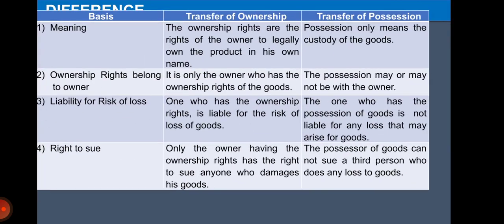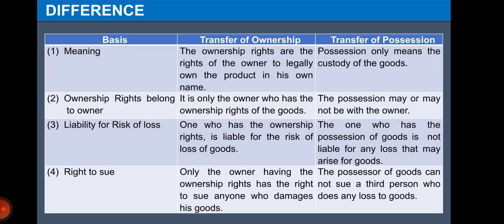Now let us see the difference between transfer of ownership and transfer of possession. In case of ownership, the ownership rights are transferred from one person to another person legally. But in case of possession, only the custody of the goods is being passed on. Ownership rights belong to the owner. In case of ownership, it is only the owner who has the ownership rights of the goods. A person may or may not have the possession, but ownership rights will always belong to the owner.